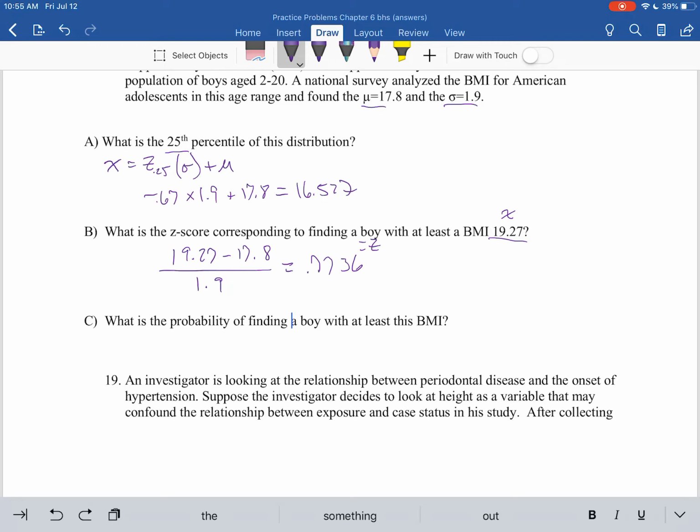And then part C is what is the probability of finding this boy. So if we were to take 0.7736 and move it to our table, we'll find that is 0.7794. Or what is the probability of finding a boy with at least, so keyword here, at least, so it's from negative infinity to that point there, cumulative probability.